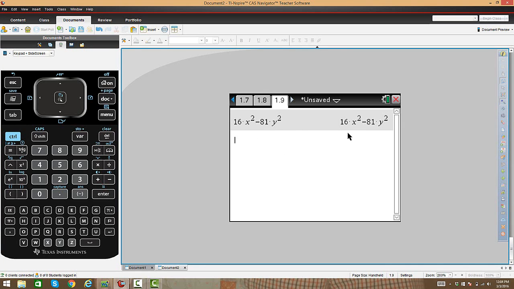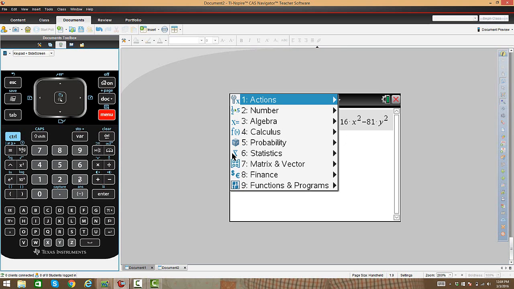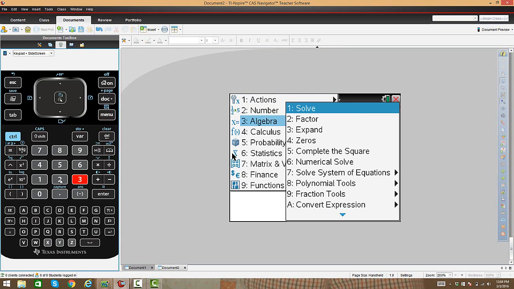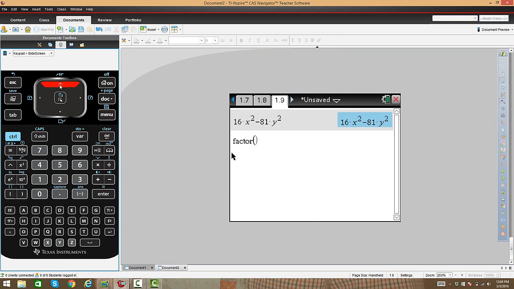Okay, you might be wondering, how do I get that factor feature? So I'm going to go Menu, 3 for algebra, and 2 for factor, and then take my expression and put it in. And as predicted, it's 4x. The calculator does it in the opposite order, but 4x minus 9y times 4x plus 9y.